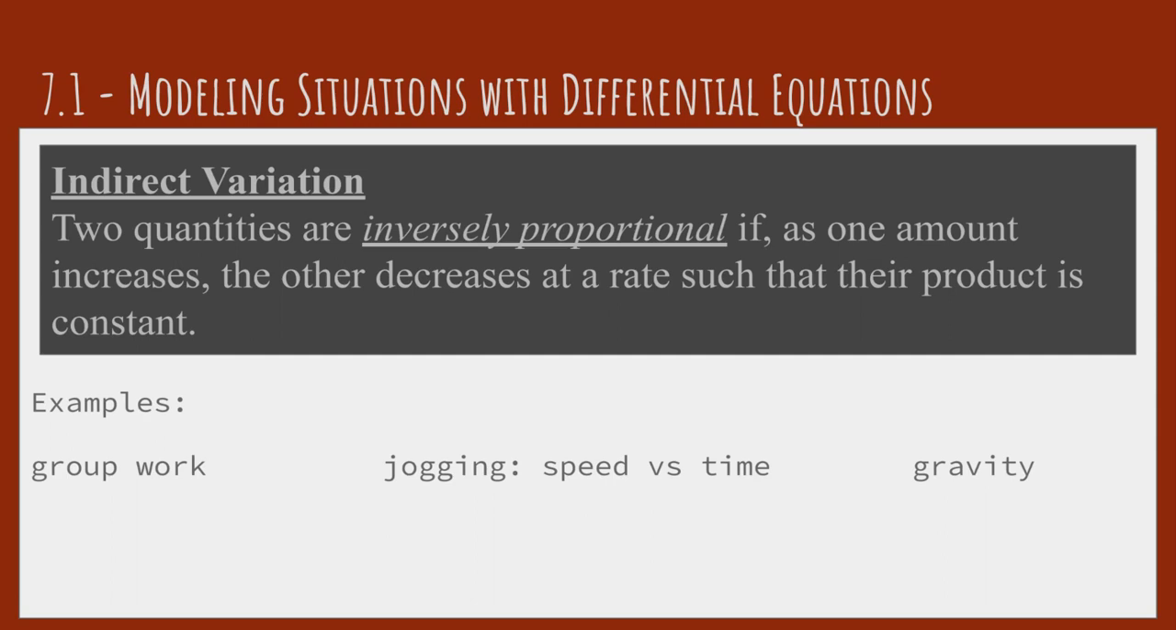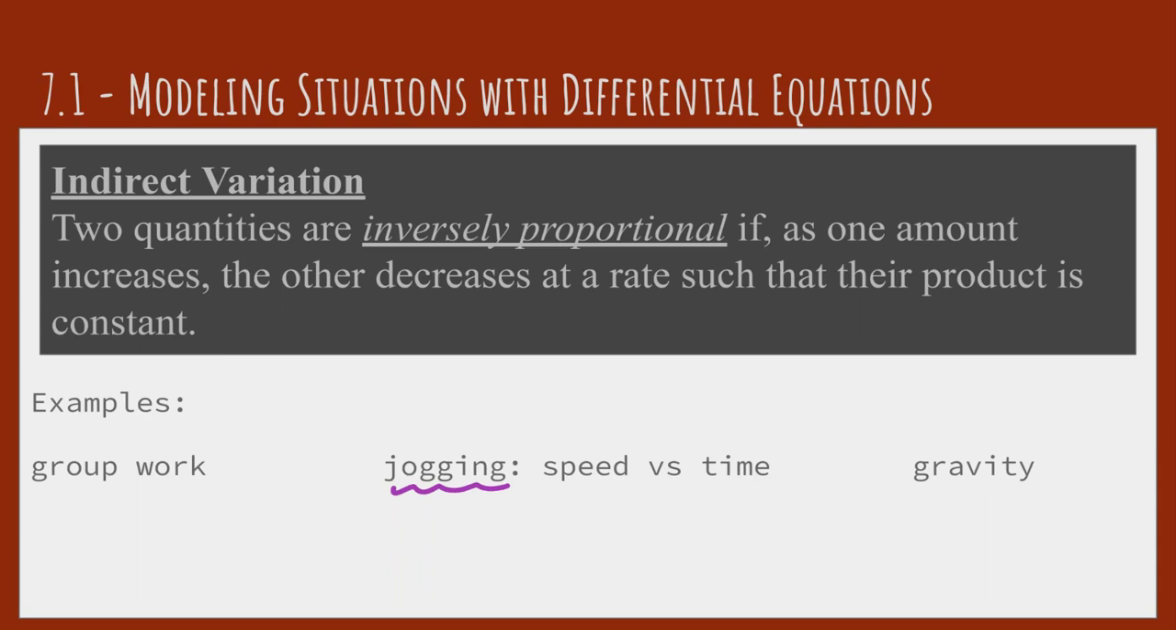If we use the jogging example again, and again, assuming you're jogging at a constant speed, if you're going to jog, say, for a mile, the faster you go, the less time it's going to take. So for a mile, if you jog, say, 10 miles per hour, it's going to take you 6 minutes. If you jog 6 miles per hour, it's going to take you 10 minutes. So that product is always going to be 60 regardless of how fast or slow you go.